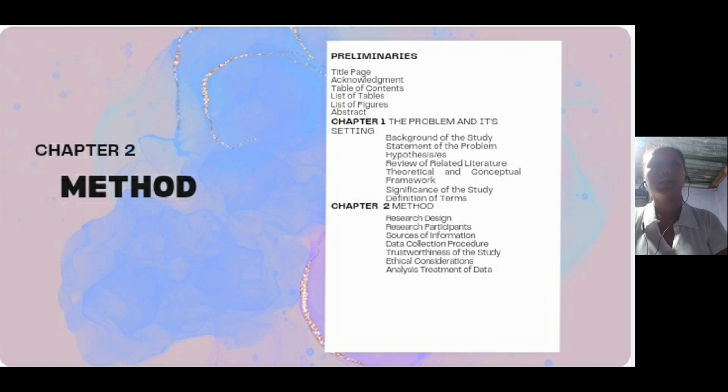Next is the analysis and treatment of data. This is taking raw data and turning it into something that can be interpreted and used to make a decision. This process is important for business because it allows them to take feedback and turn it into actionable insights.